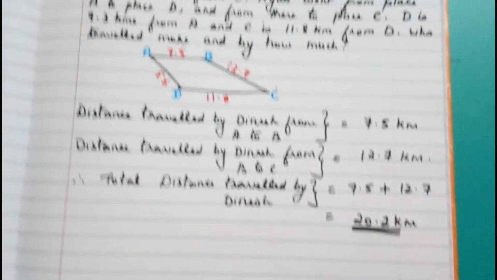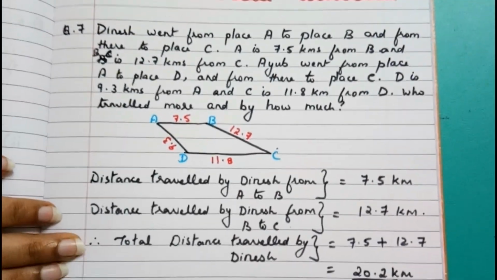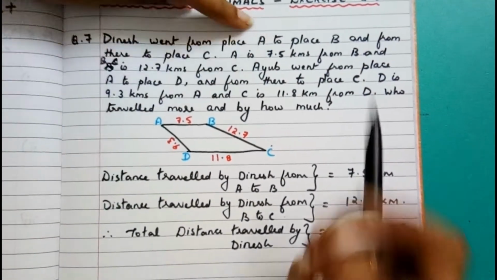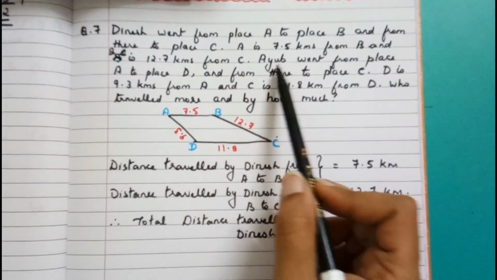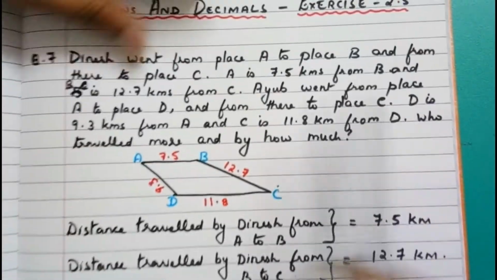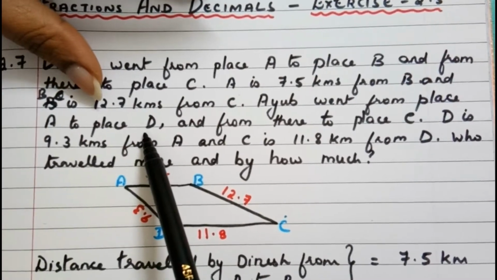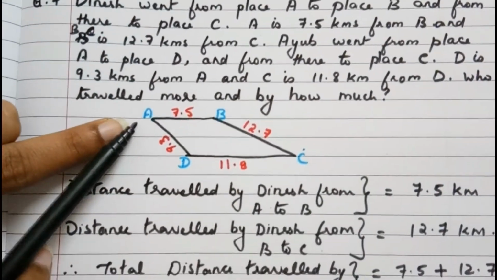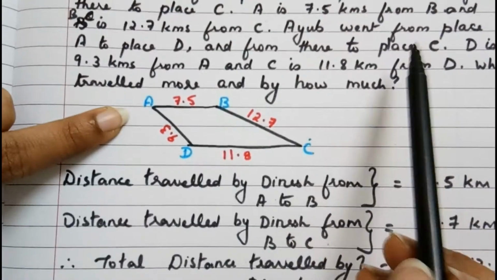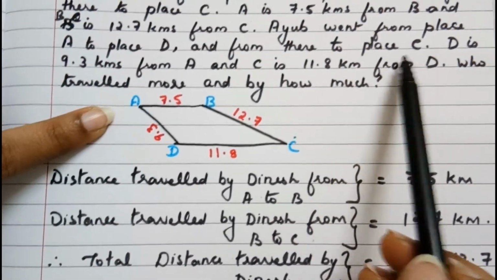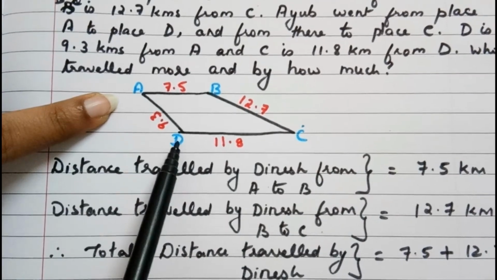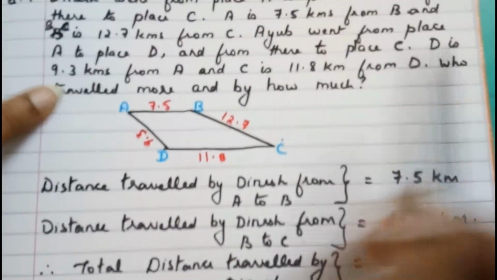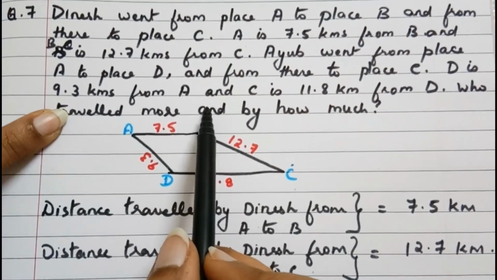kilometers. Okay? In the same way, we will also find the distance travelled by Ayub. So let's see. Ayub went from place A to place D, and from there he went to place C. So from D he travelled to place C. Okay? Now D is 9.3 kilometers from A.